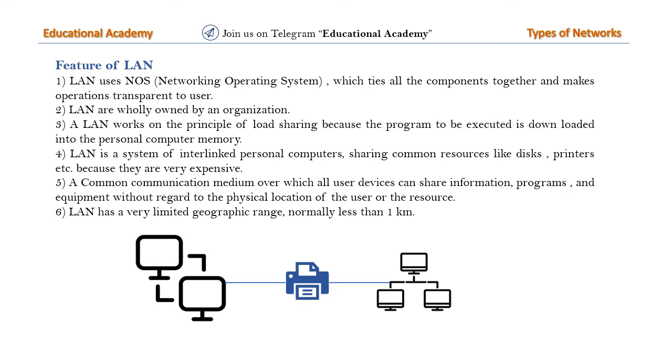Now next is the LAN, local area network. It has a very limited geographical range, normally less than 1 kilometer. It means we can establish that local area network within less than 1 kilometer. So if we have a campus area network or a building, we can maintain it, and the connectivity is created using wires, which we use to connect all the systems within less than 1 kilometer.